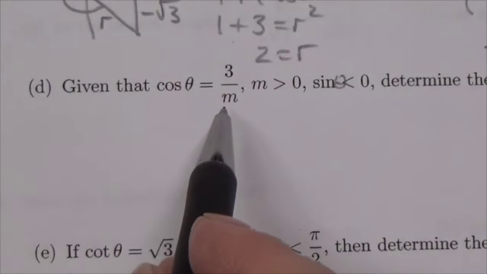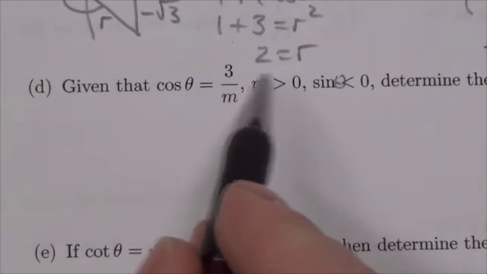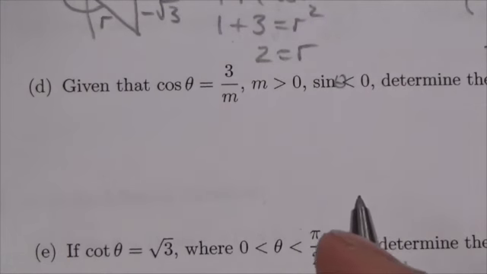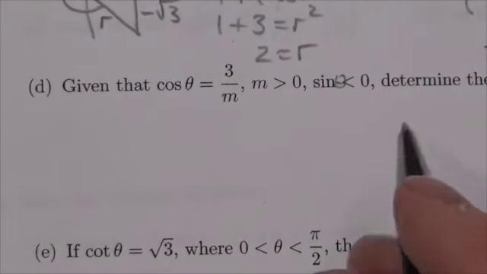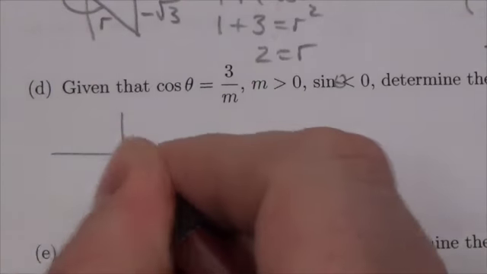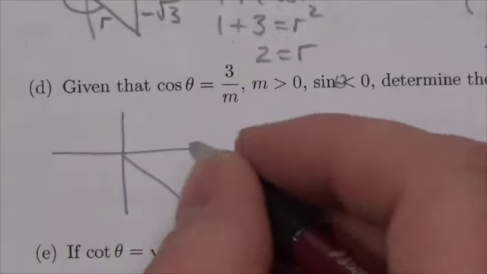Cosine of theta is equal to 3 over m, but m is positive, so I know that this ratio is positive. Okay, that's what they're telling me here. Now, cosine is positive in quadrants 1 and 4, but they also tell us here that sine is negative, which puts us into the fourth quadrant. Cosine is positive and sine is negative, fourth quadrant.